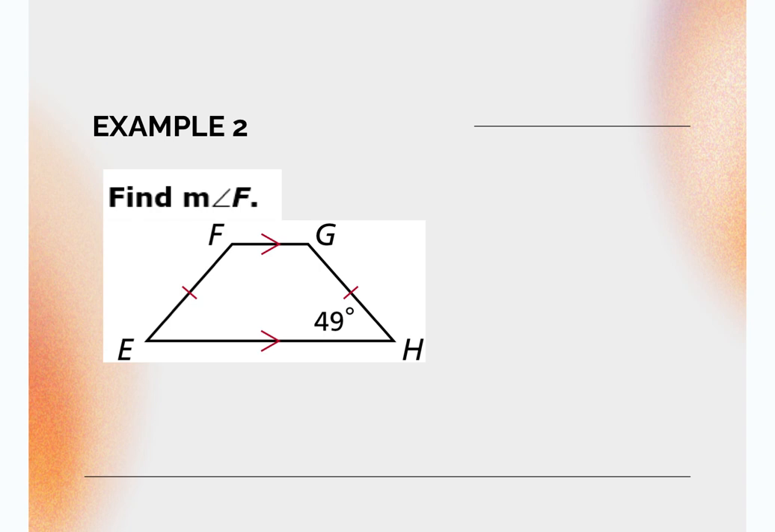Example 2, and again, an isosceles trapezoid because of these. This would be 49, and these would be supplementary. So this is going to be 131.